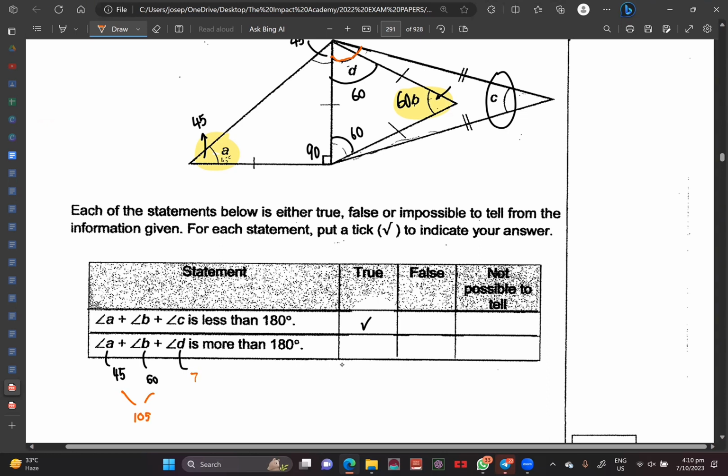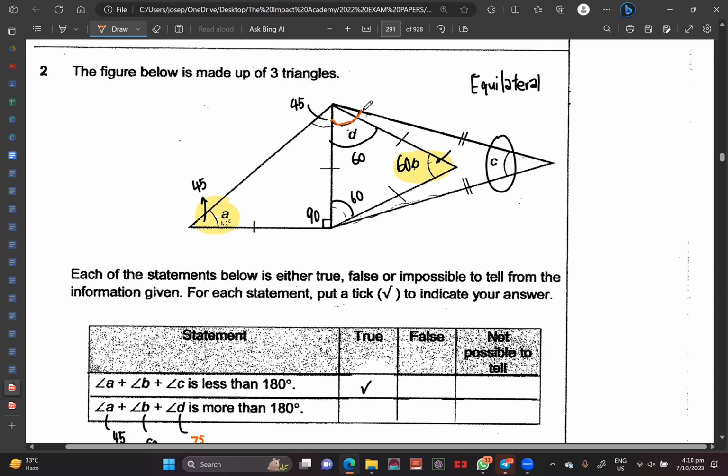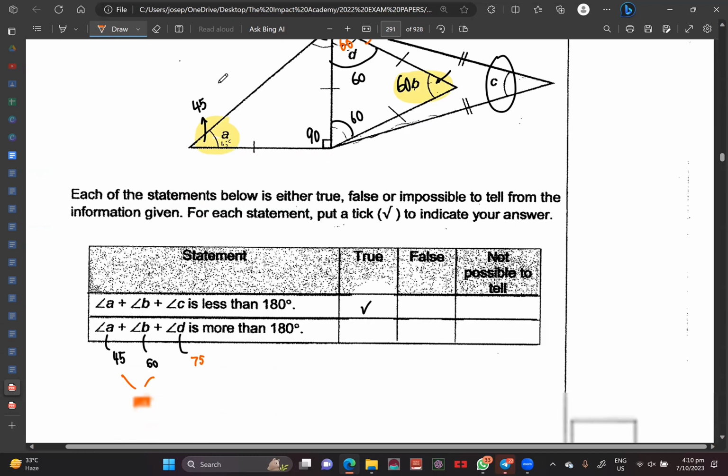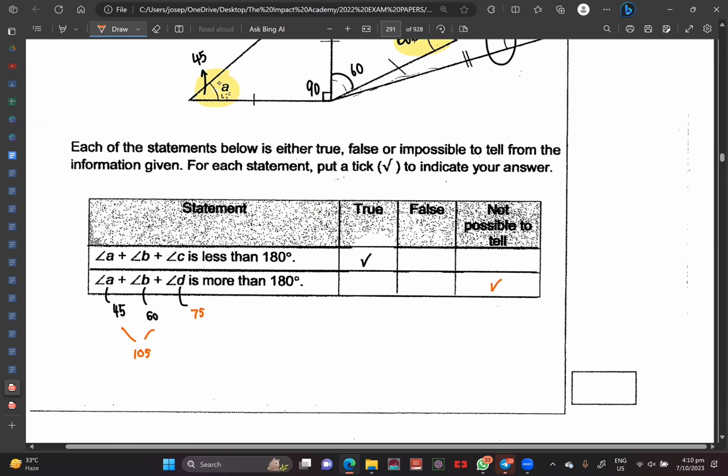If let's say this is 75, right? Okay, then just nice 180. But do you think this is 75? Could be. How much is this? Not possible though. We don't know, right? Well, this is 60, then this can be 15. You get what I'm trying to say? That's the reason why your answer is not possible to tell.